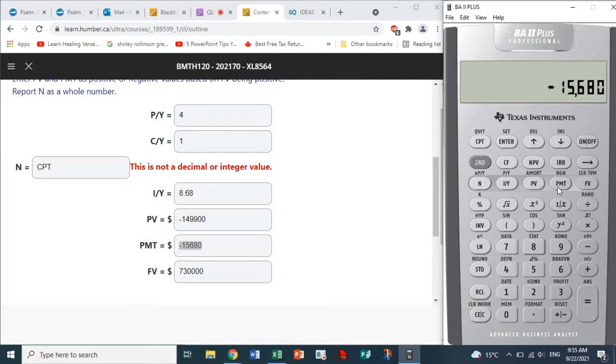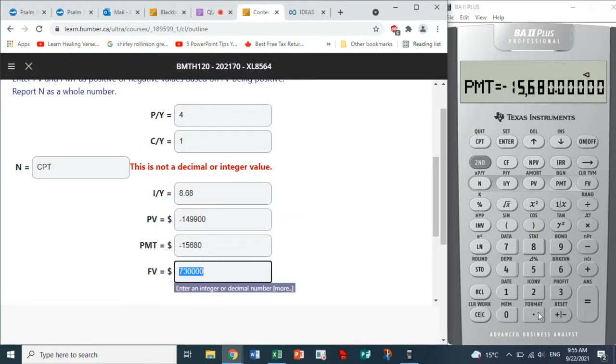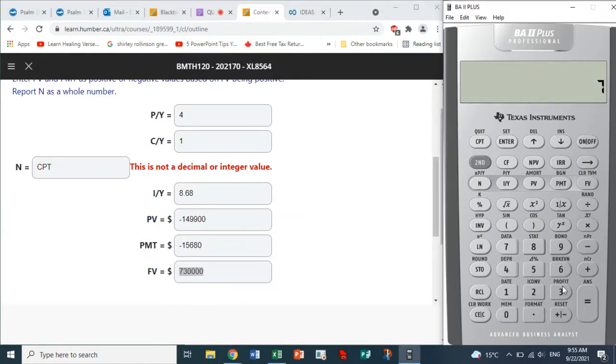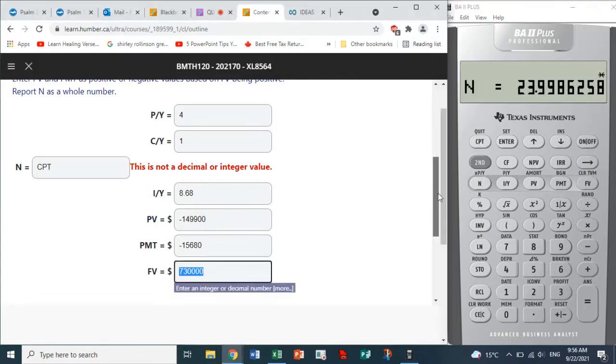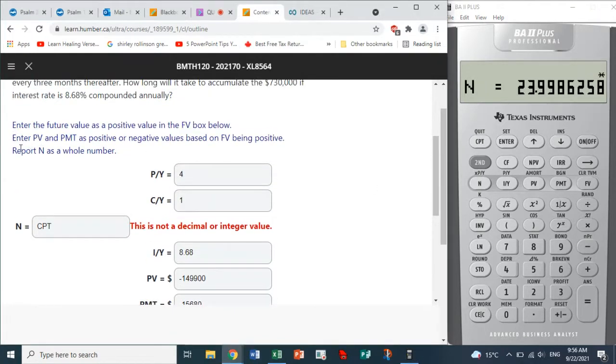15,680 negative payment. And the future value is $730,000. And that's the future value. Okay, so now we compute the value for N, and that is the answer. It says report N as a whole number. Okay, so we have to do some rounding.